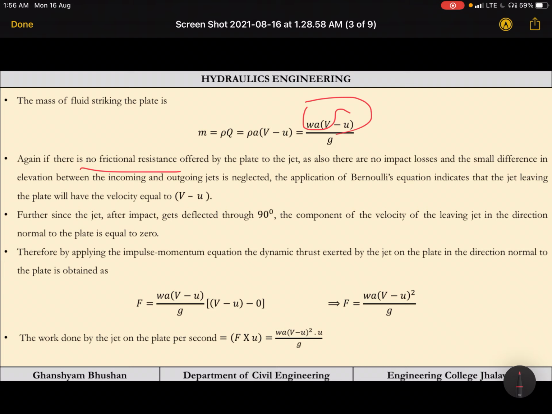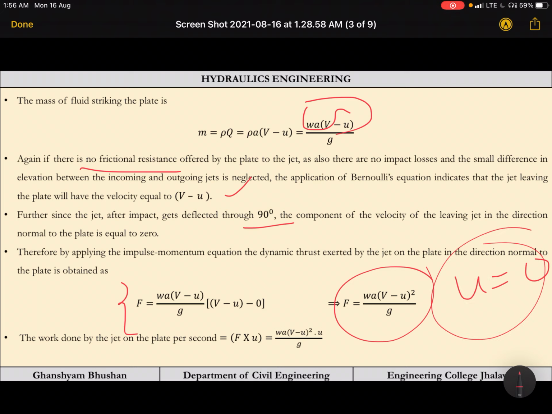When we apply the Bernoulli equation, we get that the leaving velocity of the jet will be V minus u. Since the jet after impact gets deflected through 90 degrees, the component of velocity is all the same. So we apply the impulse momentum equation in the direction of the plate. Finally you will get F equal to w a (V minus u) whole square by g. If you put u equal to 0, it becomes the same as w a V square by g.